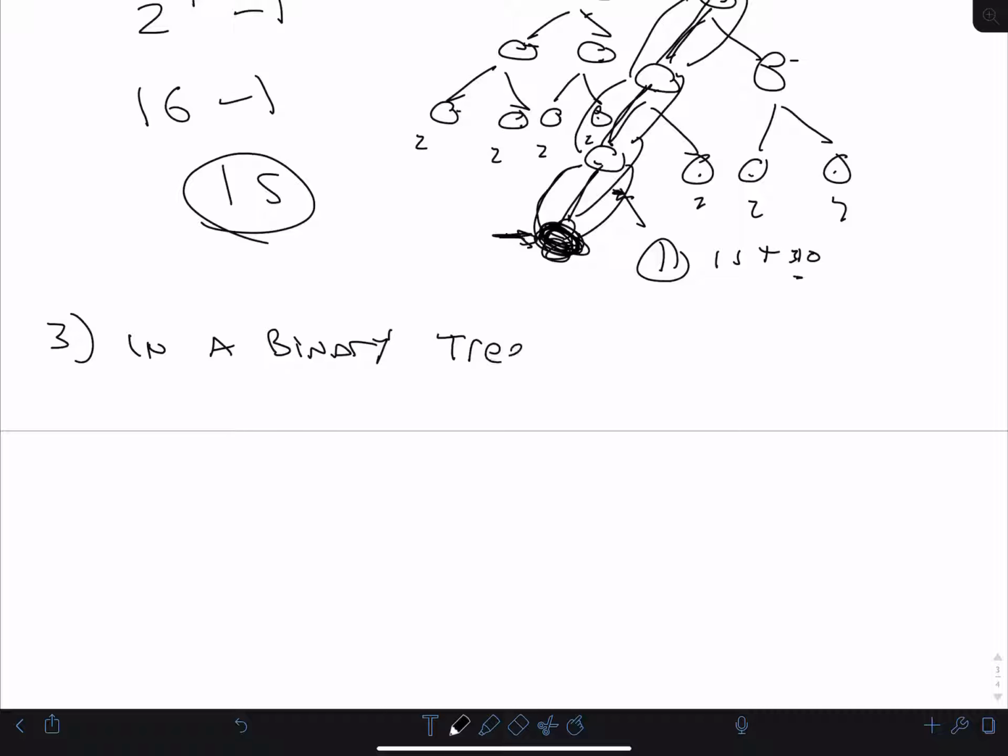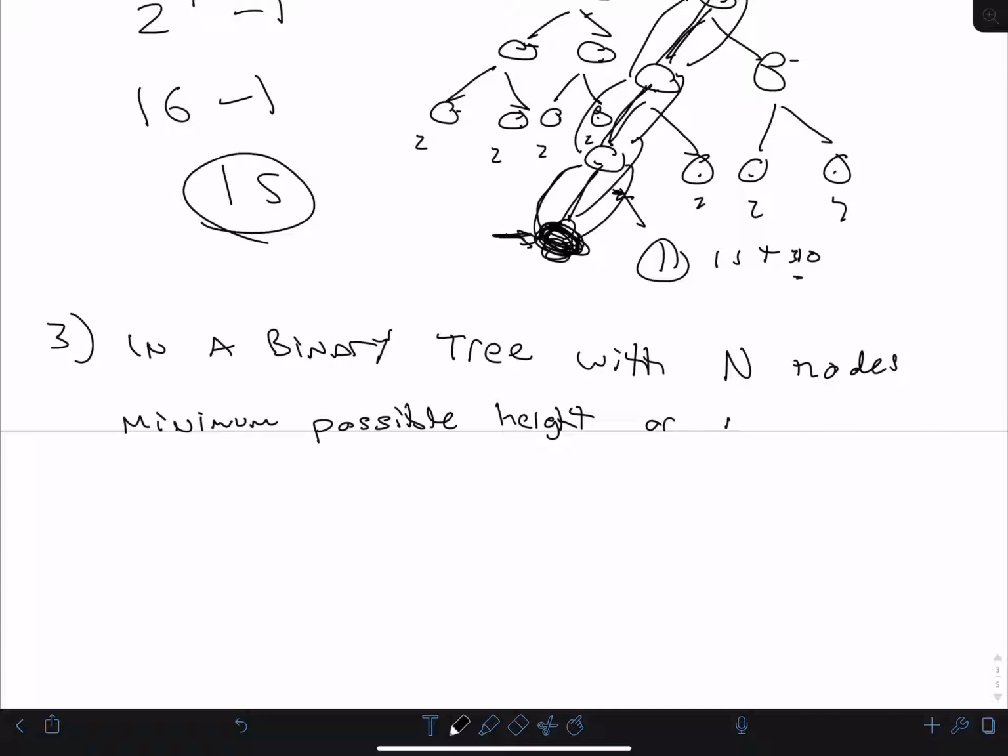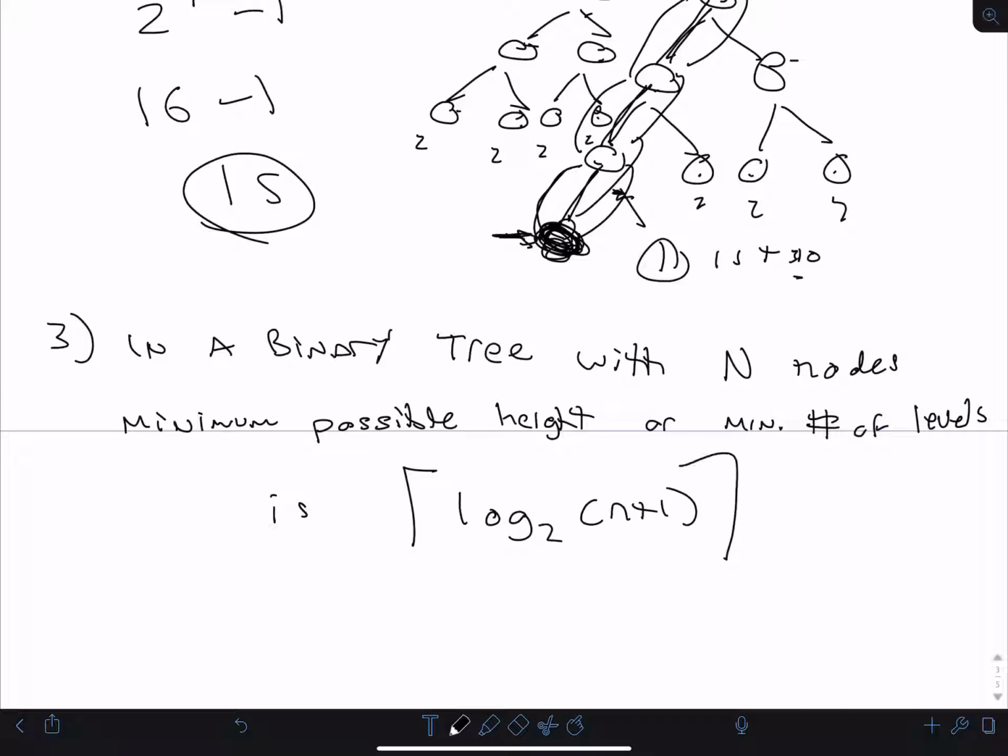In a binary tree with n nodes, n standing for the number of nodes, you know that from like big O stuff, the minimum possible height or minimum number of levels is the ceiling of log 2 n plus 1. Does everybody know what this means when you're saying something like that? Ceiling function.